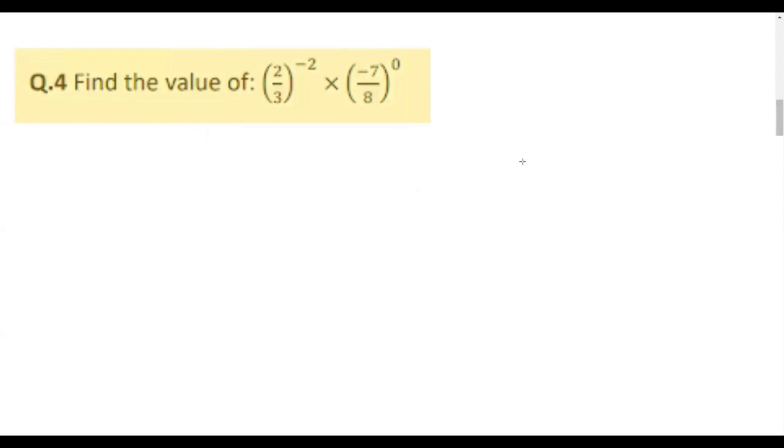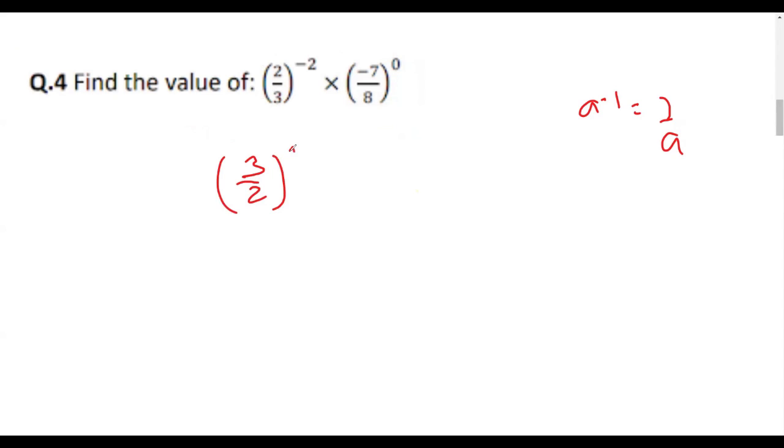The question number 4 is to find the value of this. So we know that any number raised to the power 0 is 1. And applying these two properties, number 1, a raised to the power -1 is 1 by a. So let's deal with this part first. We are going to write this as 3/2 raised to the power +2.